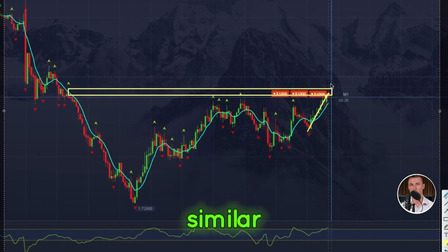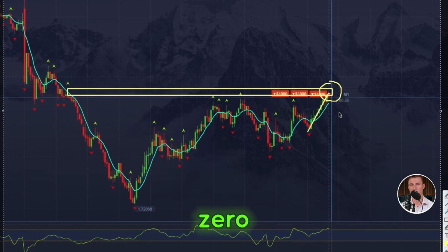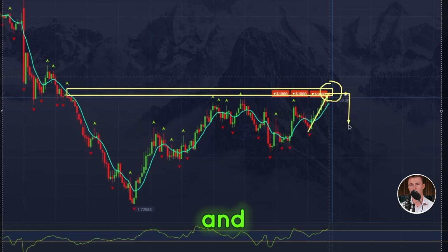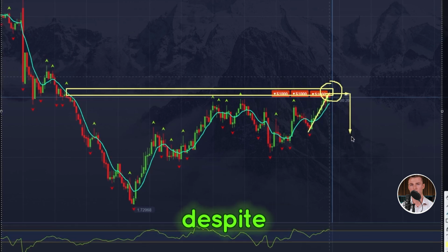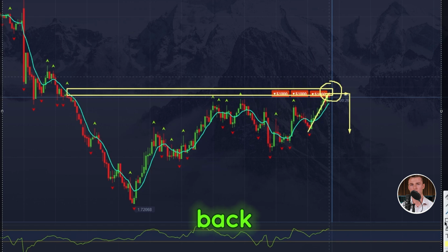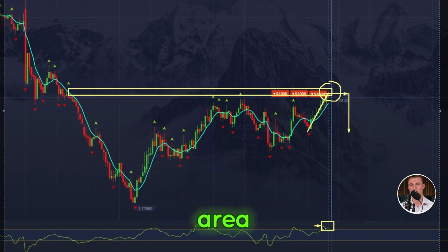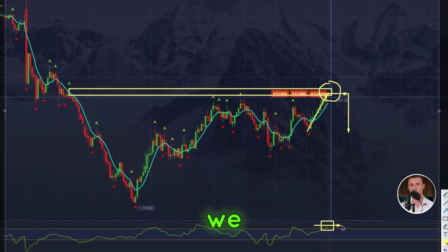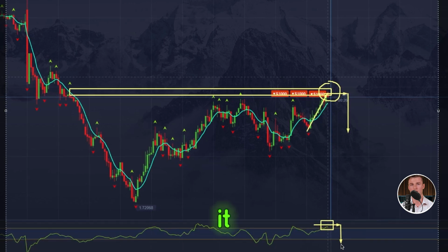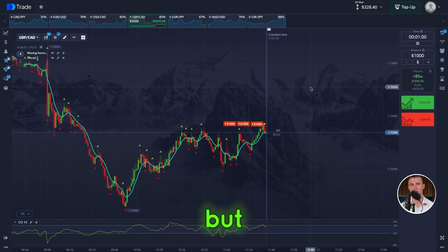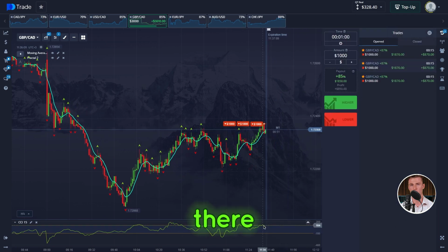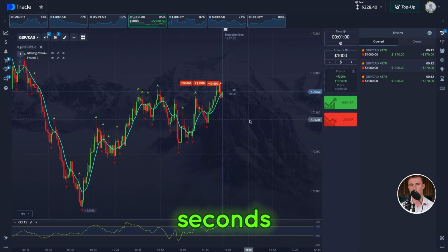We opened a similar deal. One deal went to zero, but here the movement is more obvious and the signal is more obvious. Despite the fact that we should have a pullback, we see our oscillator is in the overbought area. Accordingly, we will also wait for an exit from it. In fact, it has already occurred, but the moving average crosses it. There is a little more than 10 seconds left.